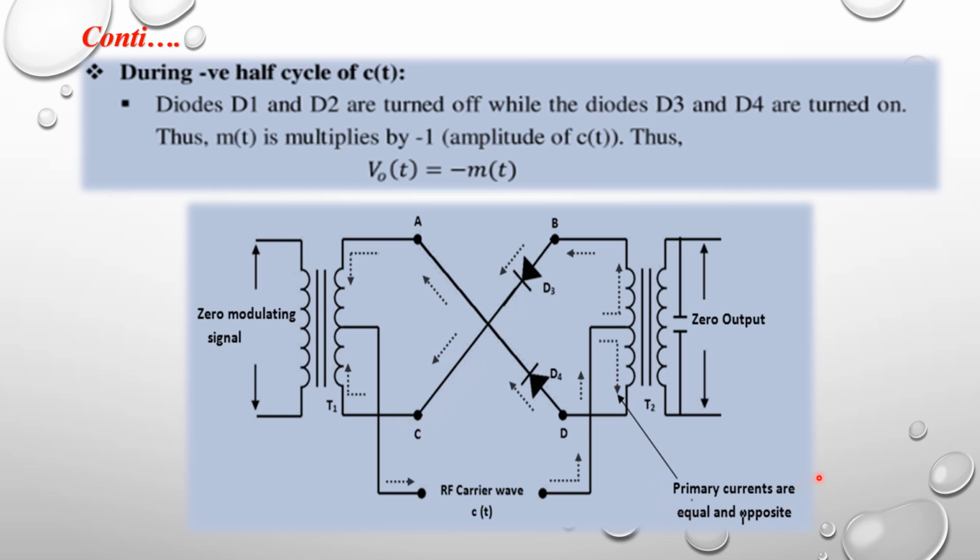So note that during the positive half cycle of the carrier signal, diodes D1 and D2 conduct the positive cycle. During the negative cycle, diodes D3 and D4 conduct the negative cycle. The output during the positive cycle is M of t, and during the negative cycle the output is minus M of t, one with respect to the positive amplitude of the carrier signal and the other with respect to the negative carrier signal.